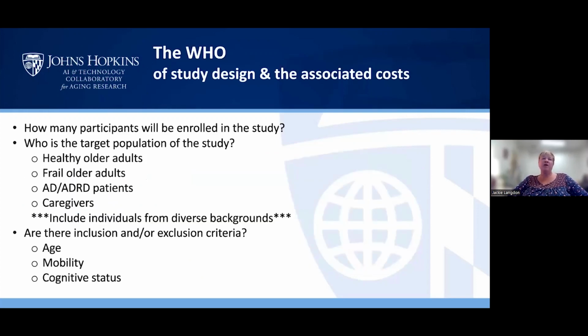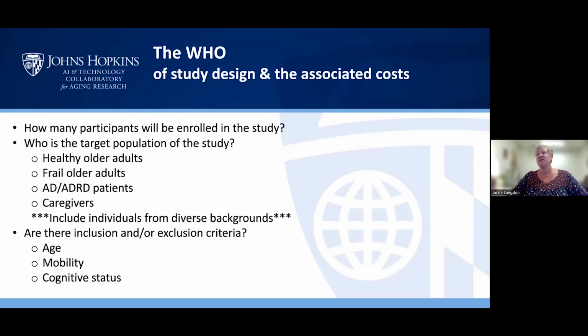Okay, the who. I'm going to go over some of the study design and associated costs. I won't give you costs specifically, but I want you to be aware that while we have these resources and you make these decisions about study design, nothing is free. The more complex, the more costly, so to speak. So the who of study design: how many participants will be enrolled in the study? Pretty basic. Sometimes it'll be a statistical reason you pick that number, but we'll need to know how many.